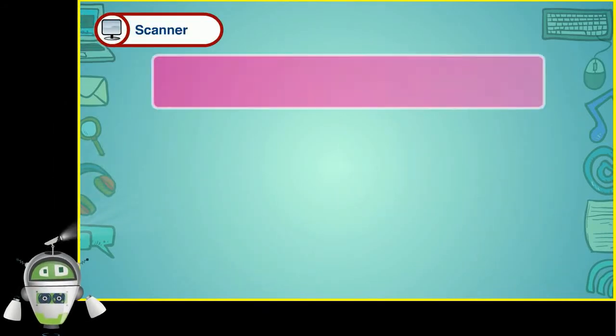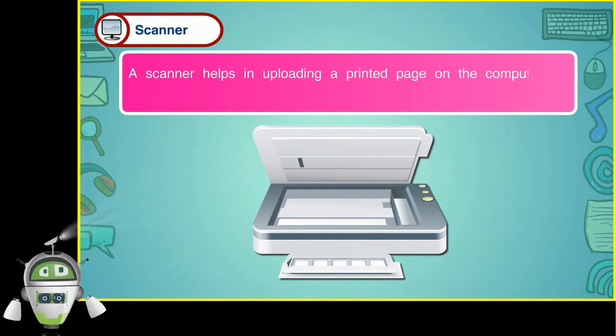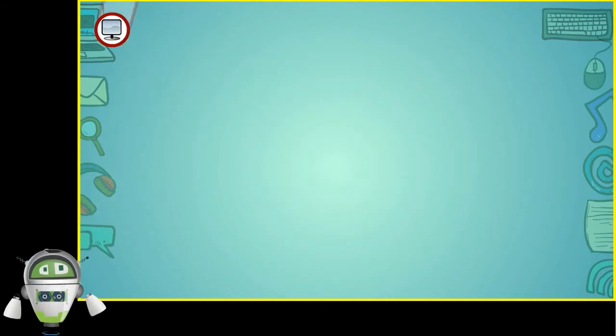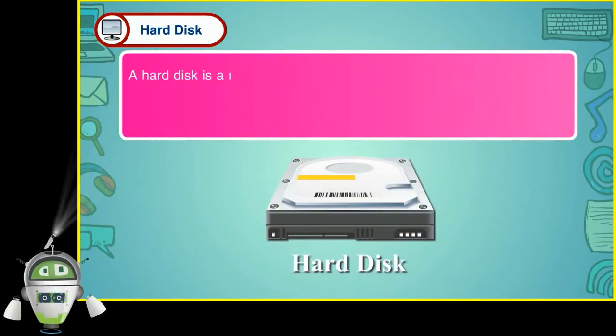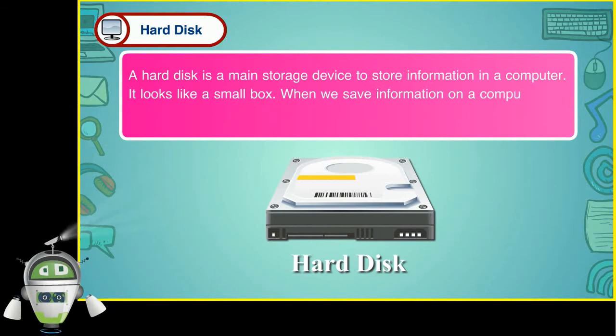Scanner. A scanner helps in uploading a printed page on the computer. A scanned copy is called a soft copy. Hard disk. A hard disk is a main storage device to store information in a computer. It looks like a small box. When we save information on a computer, it is usually saved on a hard disk.